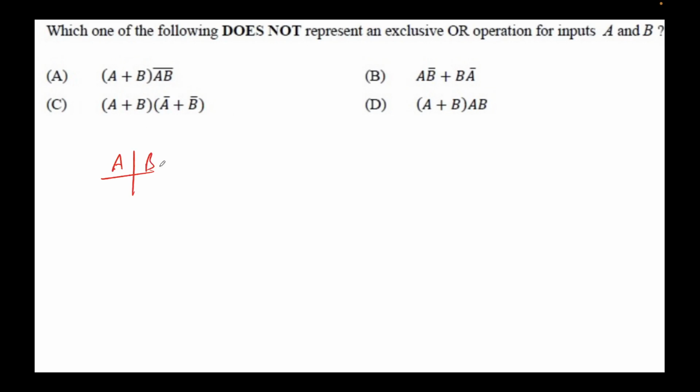I'll write the truth table for a 2-input XOR gate. So this is A XOR B. This is the symbol for XOR. I'll write the inputs first. And we saw that the outputs would be 0, 1, 1, 0.